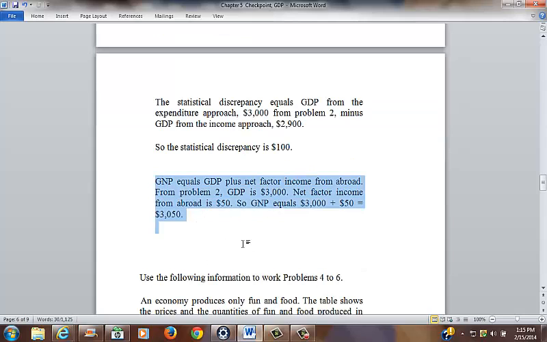GNP equals GDP plus net factor income from abroad. From problem 2, GDP is 3,000. Net factor income from abroad is $50. So GNP equals $3,000 plus $50, or $3,050.